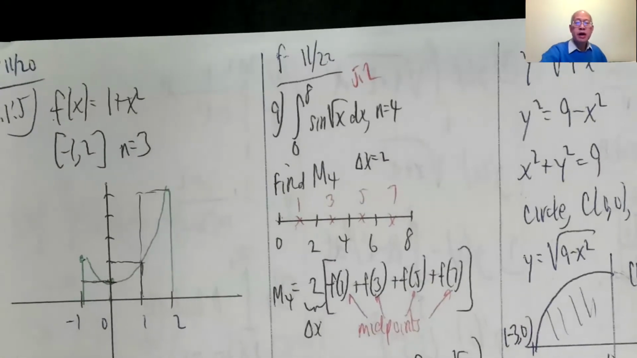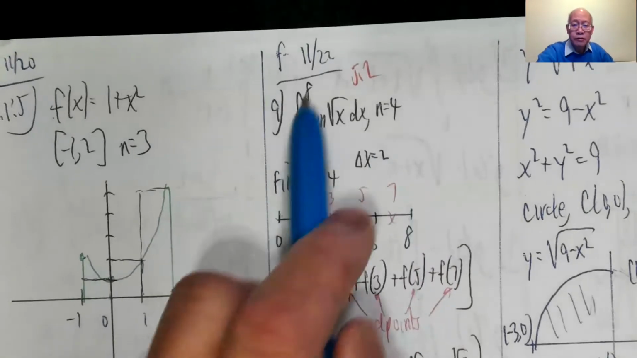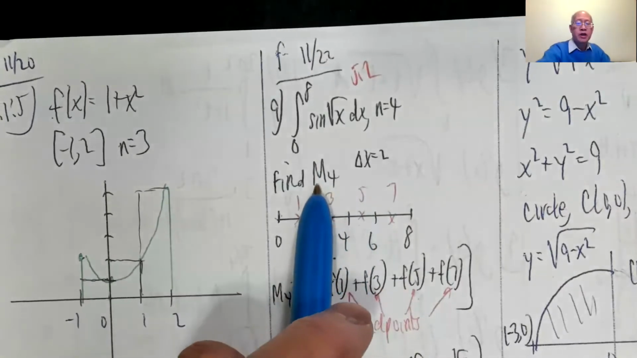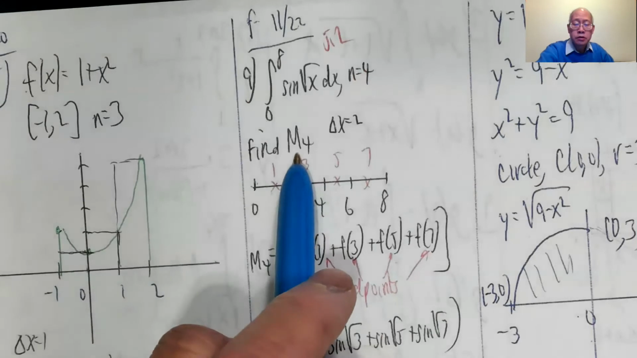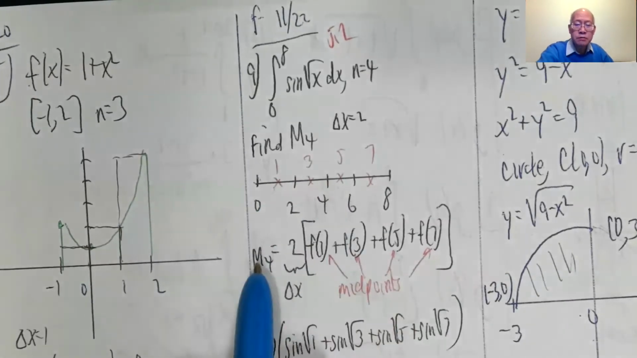Okay, number 9, approximate the integral from 0 to 8 of sine of radical x dx, with n equals 4. We're going from 0 to 8. 8 divided by 4 is 2, so delta x is 2. They're asking us to use the midpoint, so we're doing M4. The midpoints are 1, 3, 5, and 7.